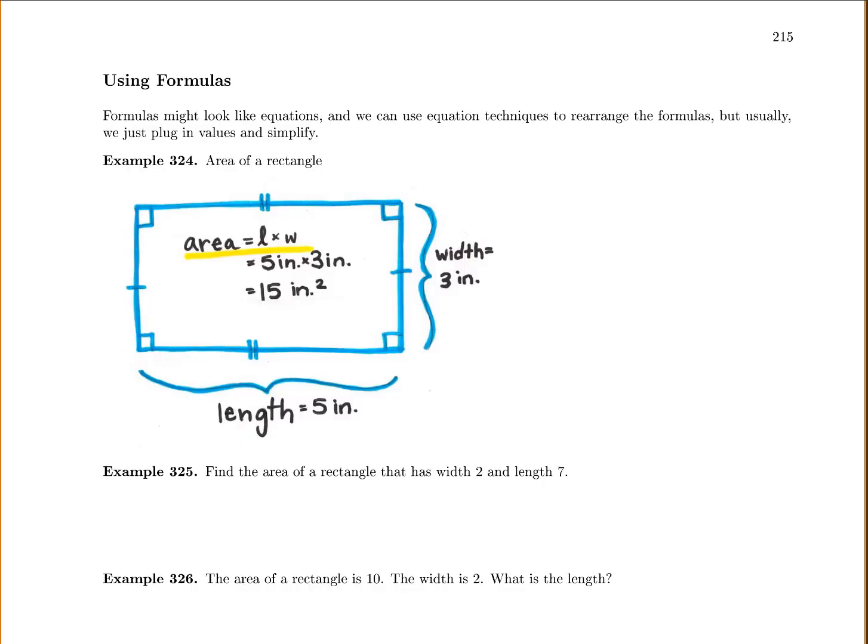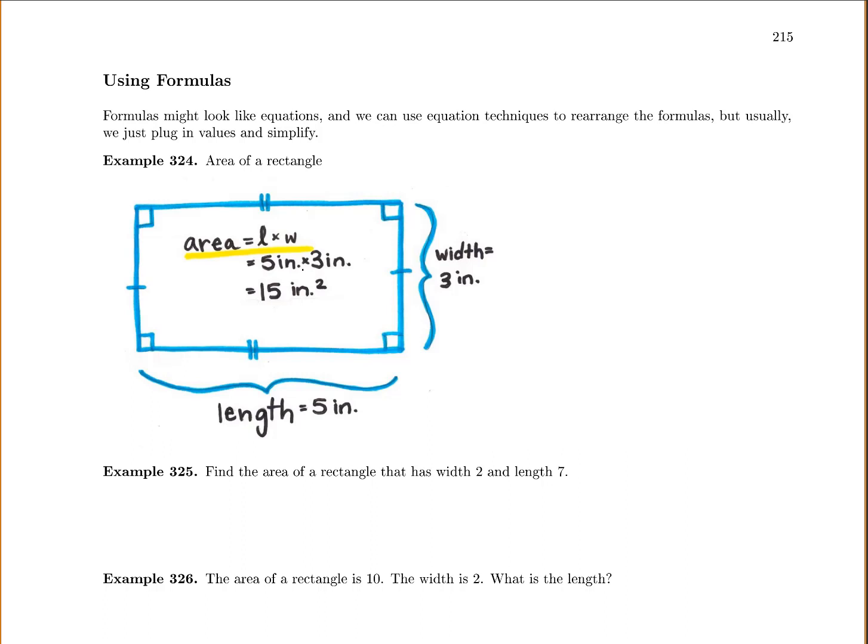This is using formulas. Formulas might look like equations, and we'll use equation techniques to often rearrange formulas. But usually, for a formula, we can just plug in our values and simplify. So for example, if we want to find the area of a rectangle, we know the area of a rectangle equals length times width. So in this case, if we have a width of 3 inches and a length of 5 inches, the area will just be 5 times 3 equals 15.